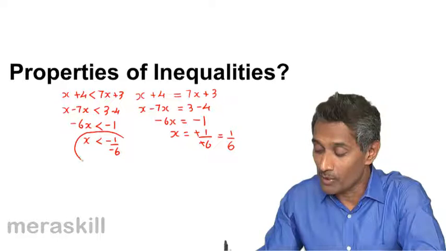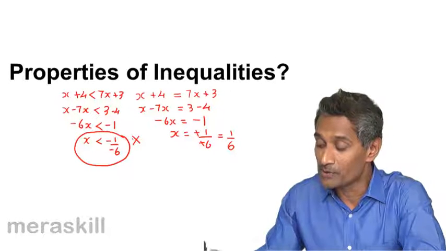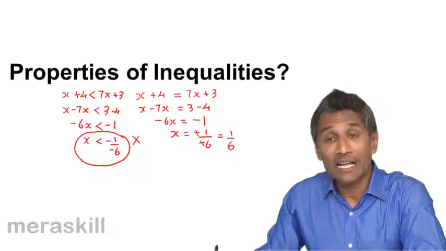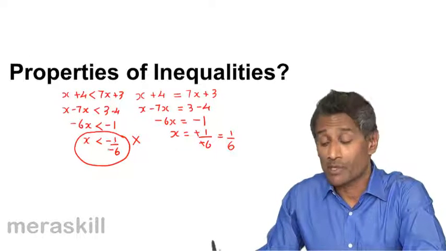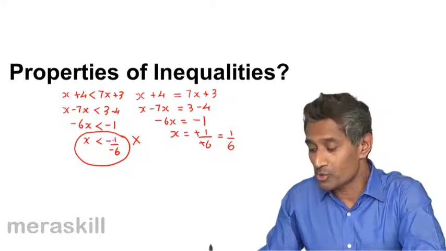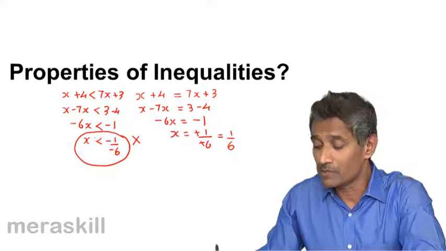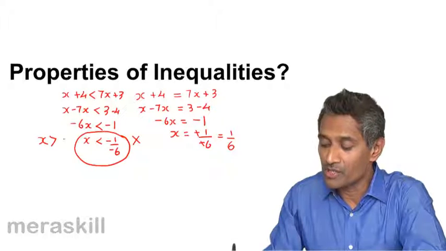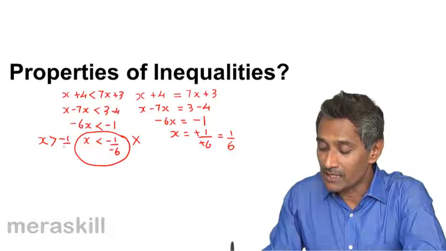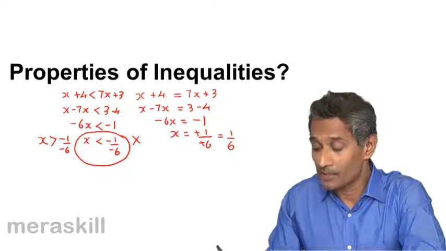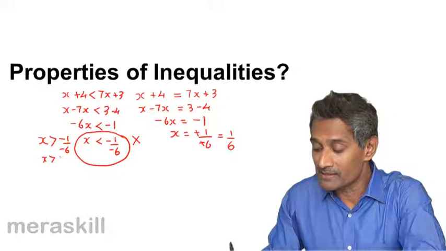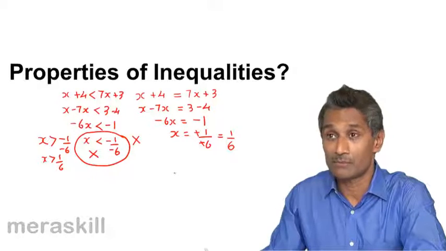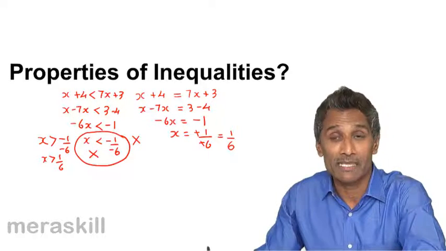Now this is where you need to be careful, because here we are going to divide by a negative number. The moment you divide by a negative number, immediately the inequality changes and becomes greater than. So hence this becomes x is greater than 1 by 6, and not x less than minus 1 by 6, that is, minus 1 upon minus 6.